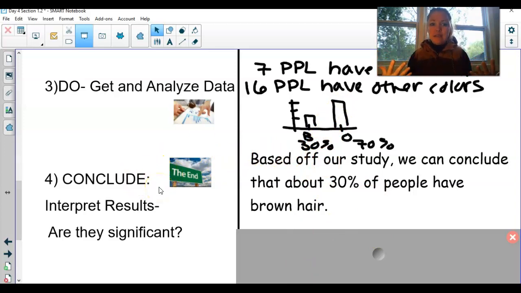Okay, that was the 4-step statistical problem solving process. State, what's my question? Plan, how am I gonna get my data? Do, I'm gonna get and analyze my data. And finally, I'm gonna interpret those results. Are they significant?